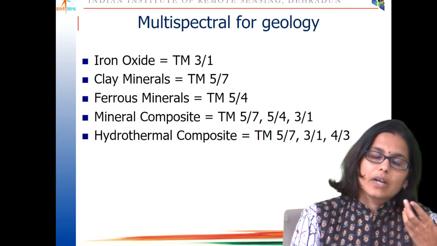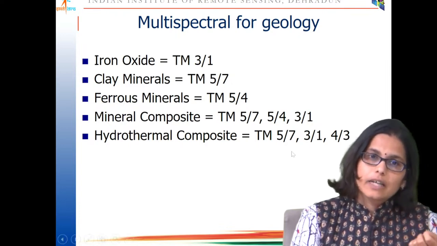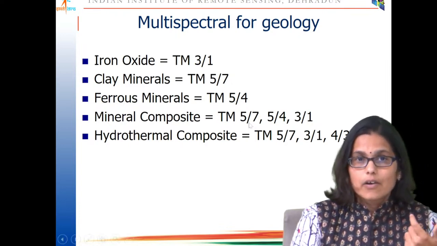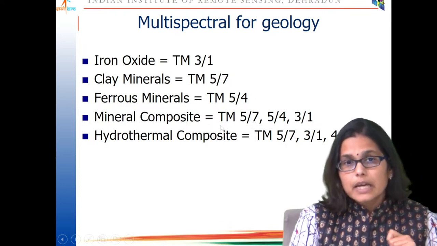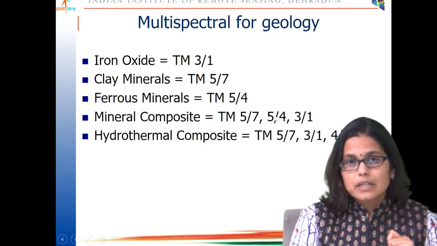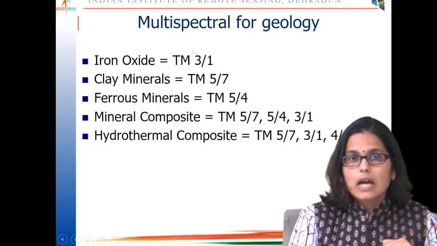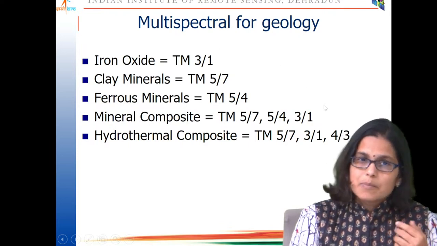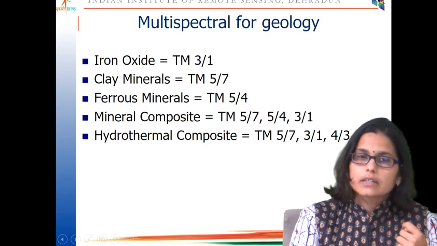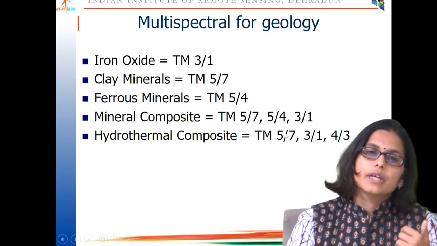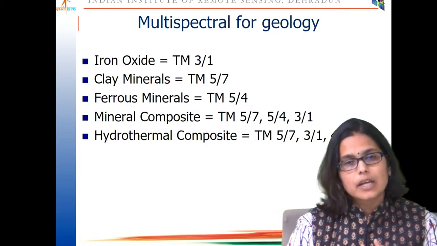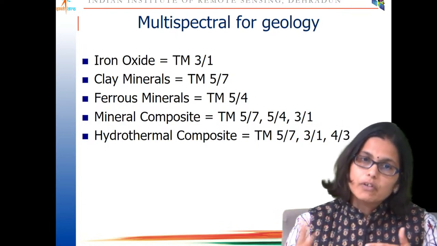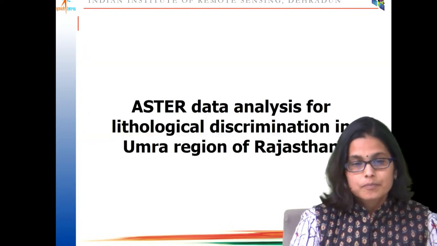As a result I get a colorful image which highlights, like 5/7 in red color, clay minerals in red, then ferrous minerals in green and iron oxides in blue. Similarly, we can assign other band ratios to the same RGB color guns, and like that we get different color images in which the different materials and minerals present in the area are highlighted.